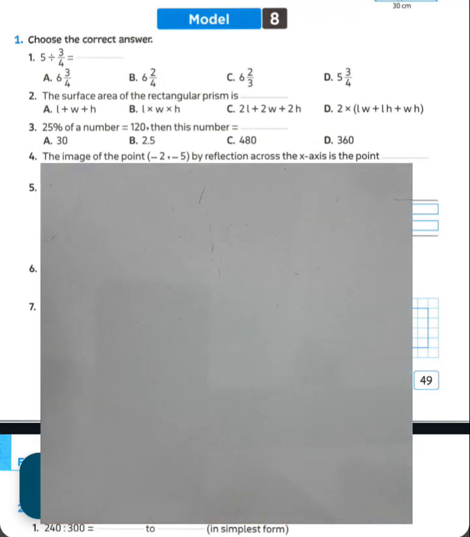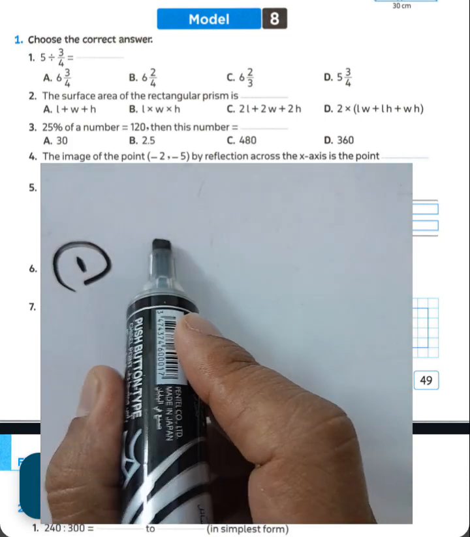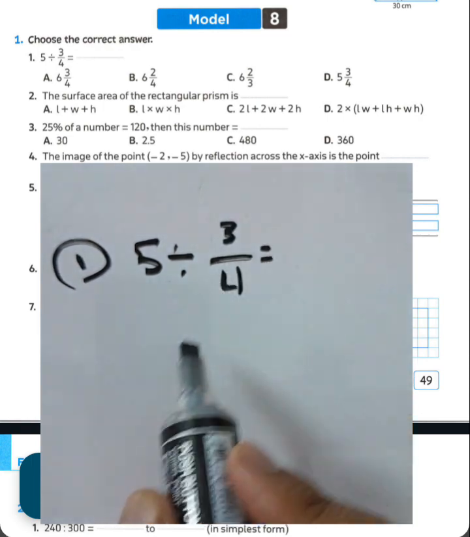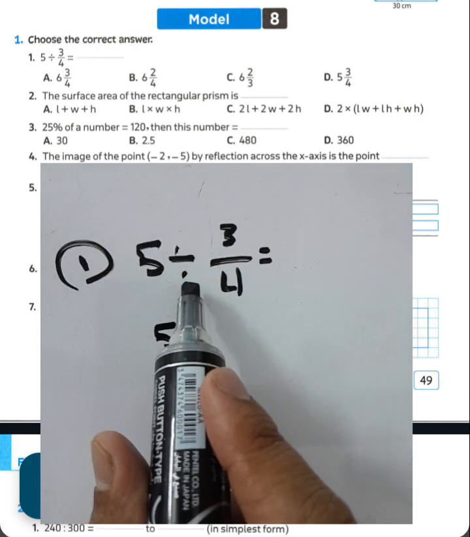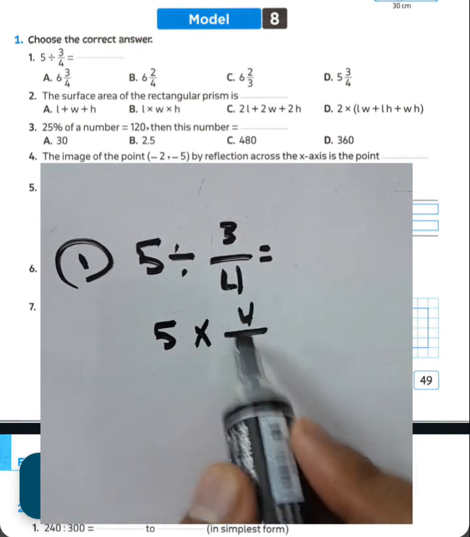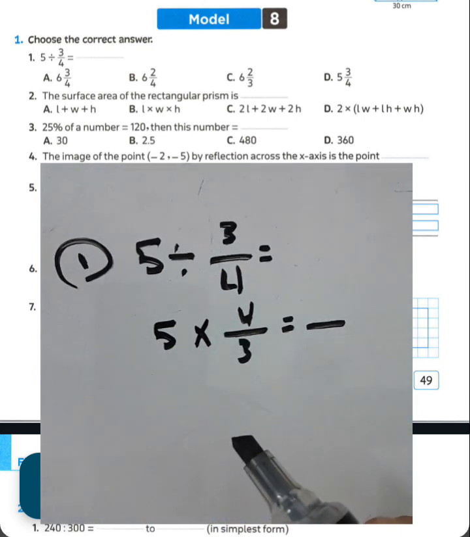Model 8. Look with me at question number 1. Choose the correct answer: 5 divided by 3 over 4 equals what? Write 5 and convert from division to multiplication. Write the reciprocal of 3 over 4. It will be 4 over 3. And then 4 times 5 equals 20, so 20 over 3.